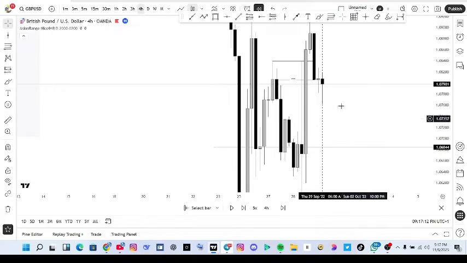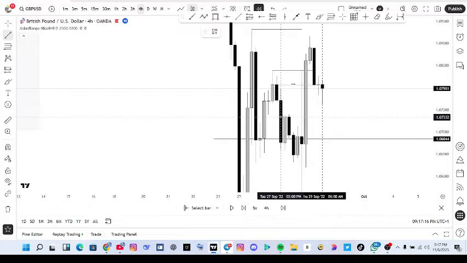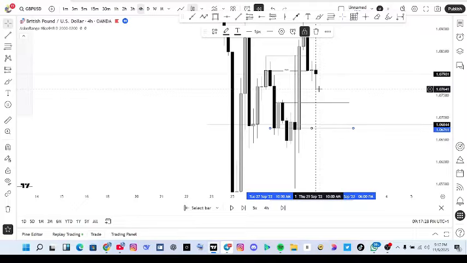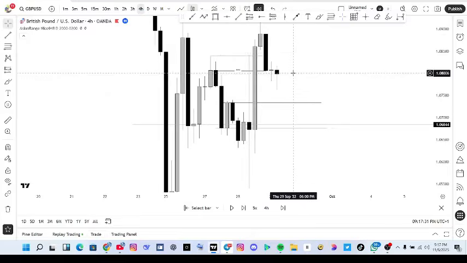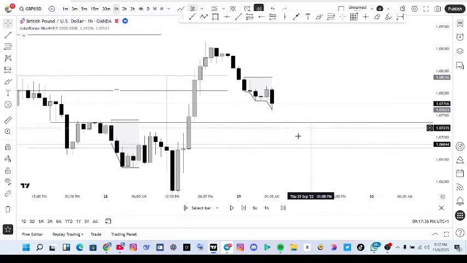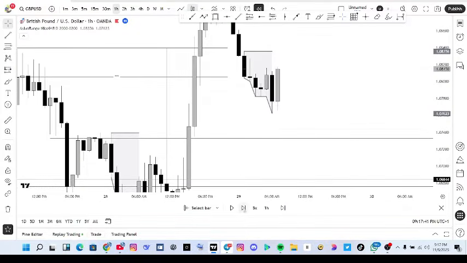Now I'll go back to my 4 hours. Then I'll look for a key level. I have this key level here, so I can buy from here. I have this key level here. There's another one here. But for this one, for a confirmation entry, I will use entry. So let's wait. Let me go to 1 hour now and see what price will do.